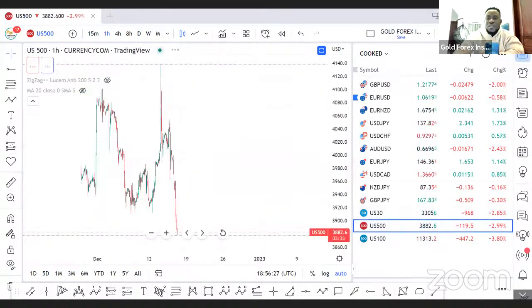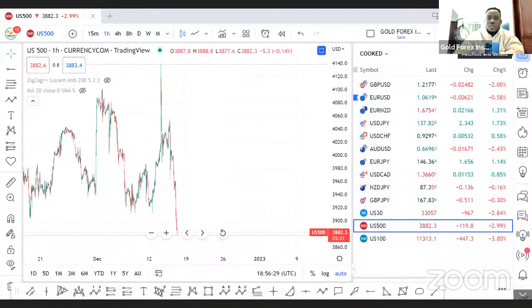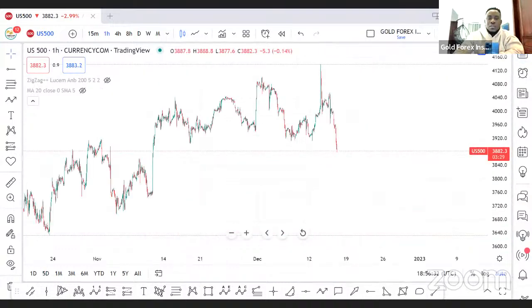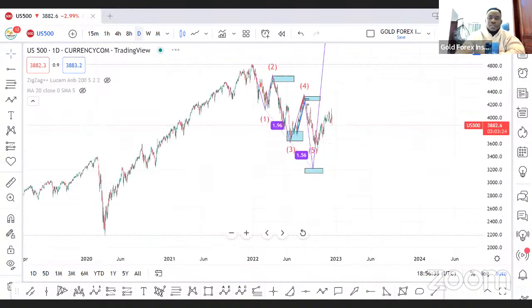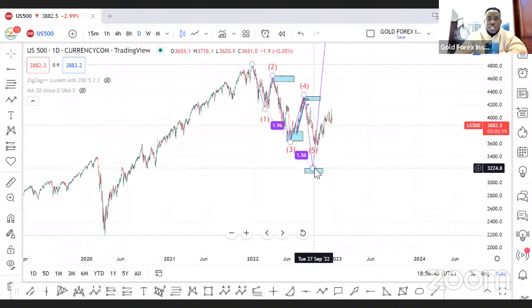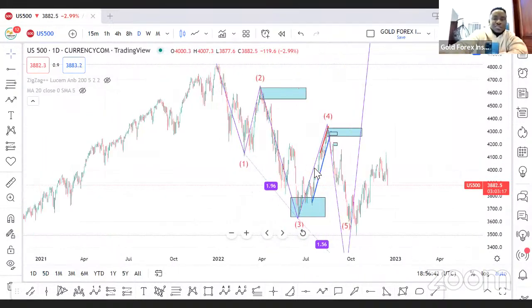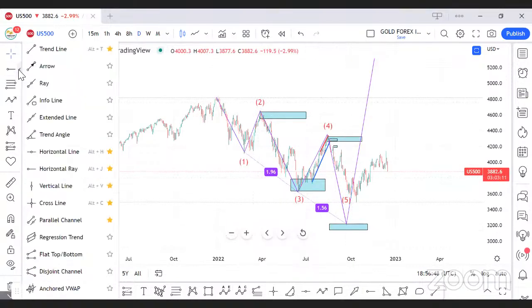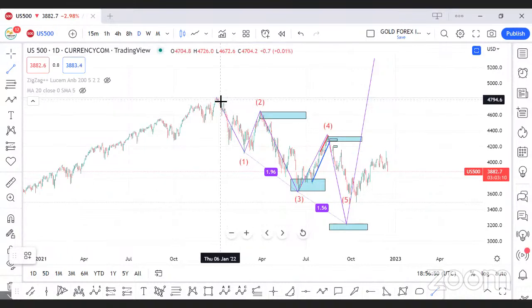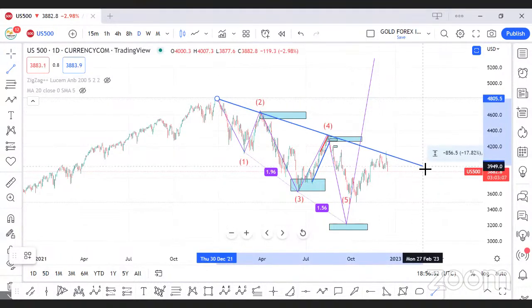US 500. S&P 500. See, I was thinking it should reach here. It didn't get there. You see, sometimes that's the challenge. When I was doing swing, typically, that was some of the challenges I was facing.